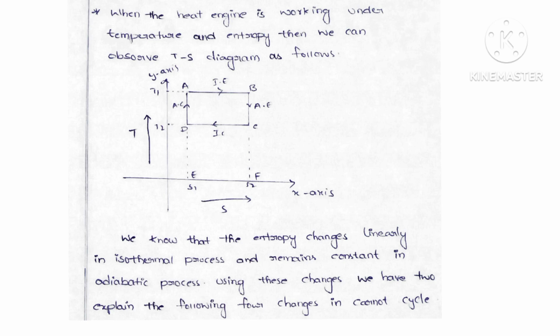When the heat engine is working under temperature and entropy, we can observe the TS diagram as follows. It is in the shape of a rectangle ABCDEF. We know that entropy changes linearly in an isothermal process and remains constant in an adiabatic process. Using these changes, we have to explain the following 4 changes in the Carnot cycle.